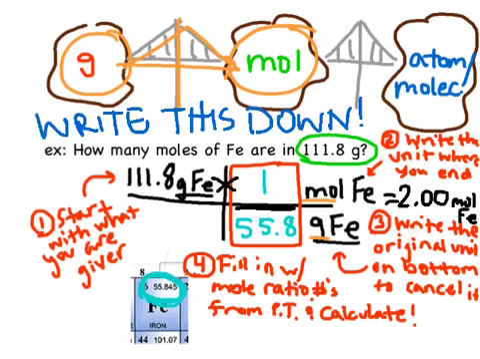Okay, let's take a look at one more example where instead of just going over one bridge, we have to cross 2 bridges.